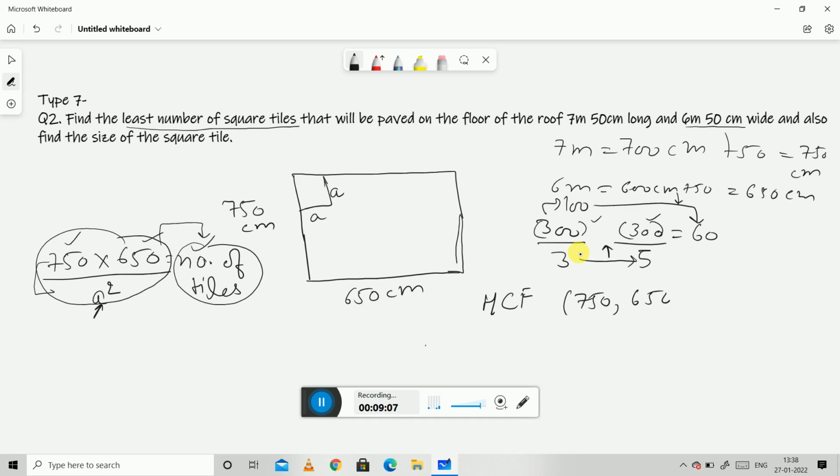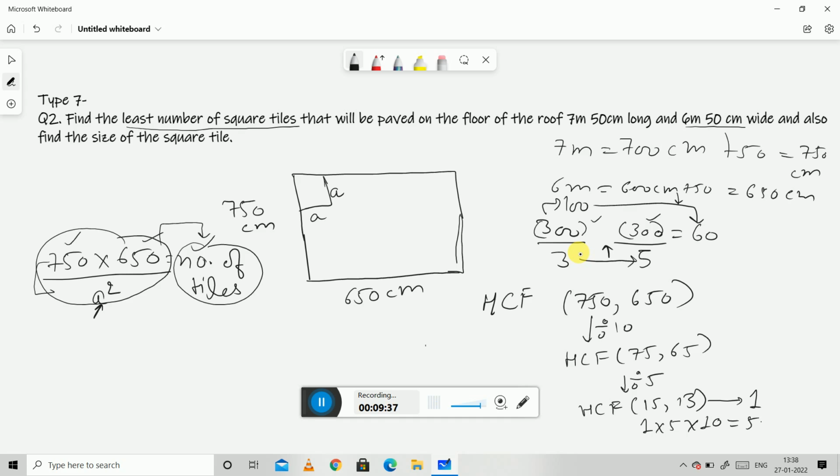So let's find out that. I can use the reduction method here. I can divide these two by 10, so I'll get the HCF of 75 and 65. Now I can divide it by 5, so I will get the HCF of 15 and 13. Now as you can see, 15 and 13 are co-prime. That's why the HCF here will be 1. And since we divided by 5 and 10, at the end I need to multiply by 5 and 10. So what I get is 50. So the HCF of these two is 50.